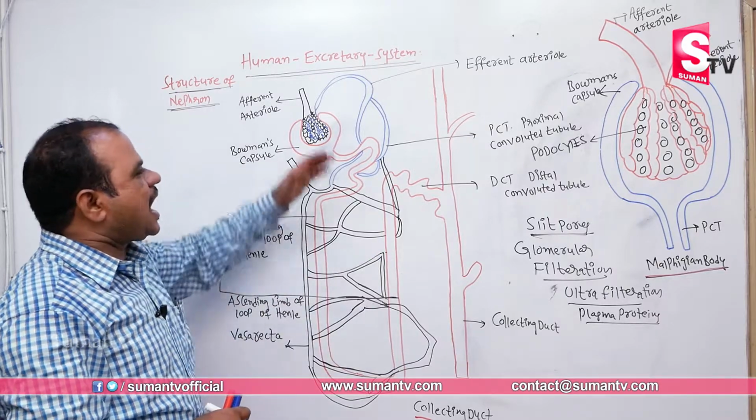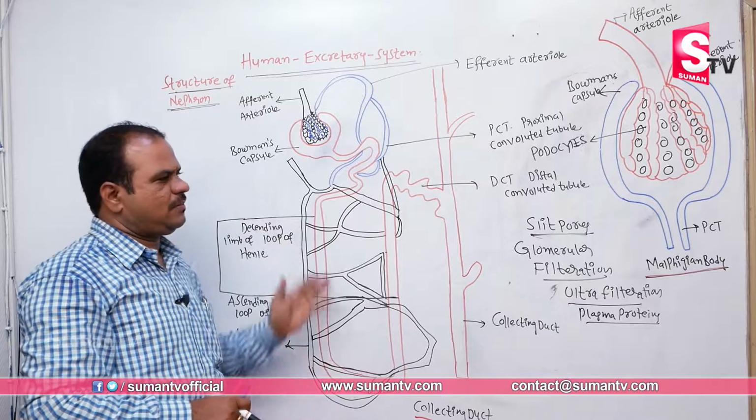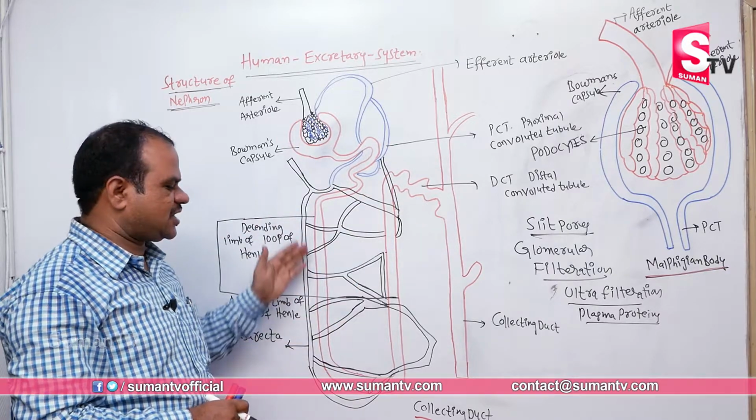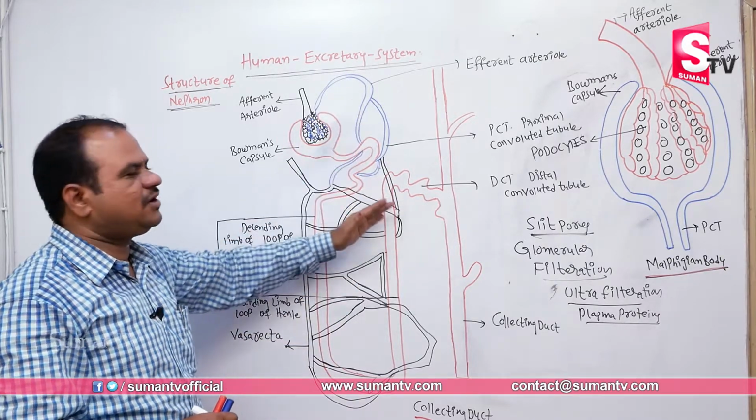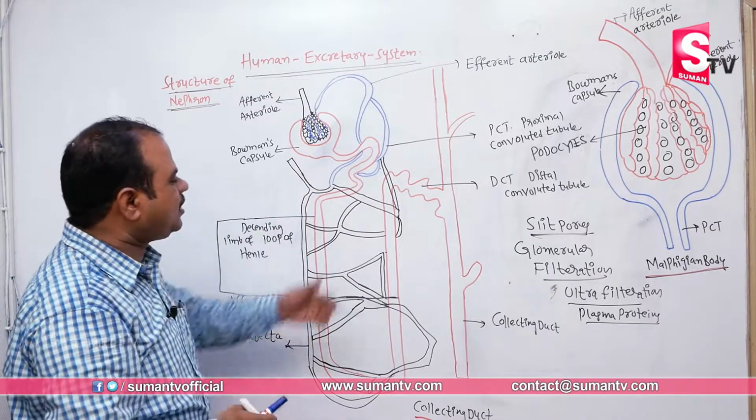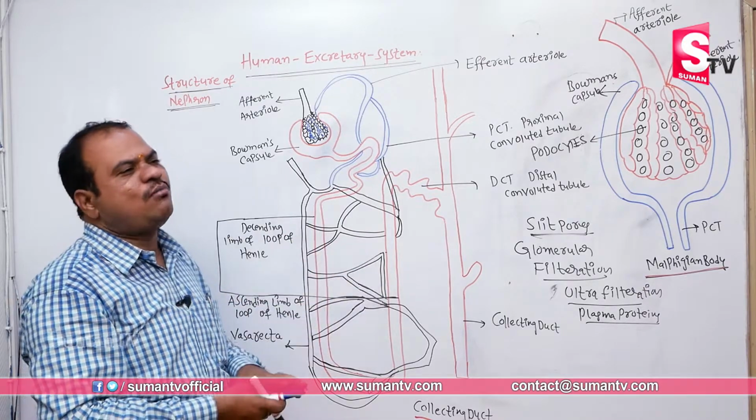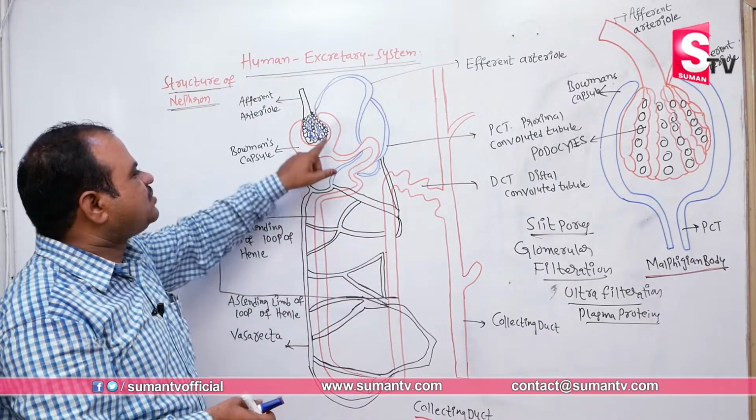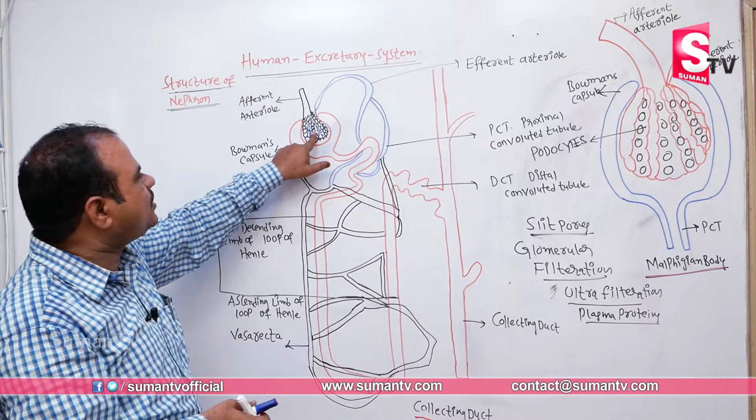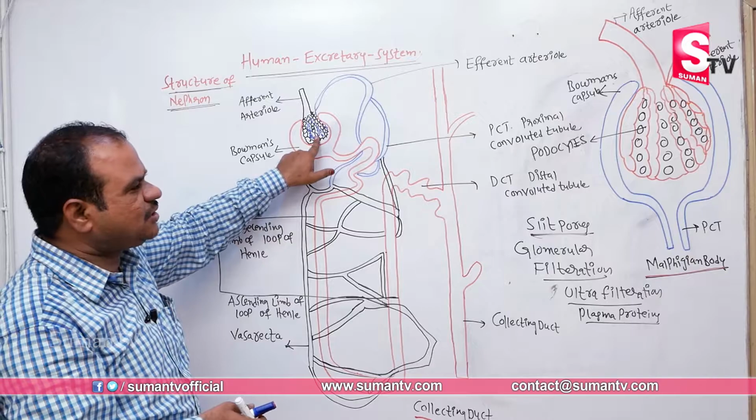After the Bowman's capsule, we have the renal tubule, a tubular structure. This is the normal renal tubule. But what is the renal tubule, sir? Especially in the Bowman's capsule, the afferent arteriole leads into the Bowman's capsule.